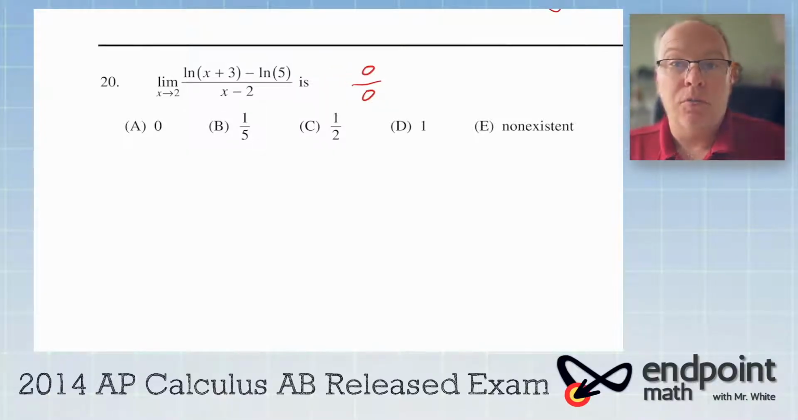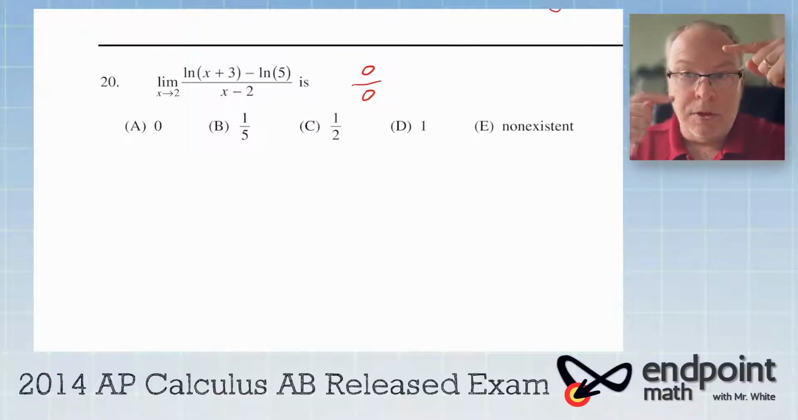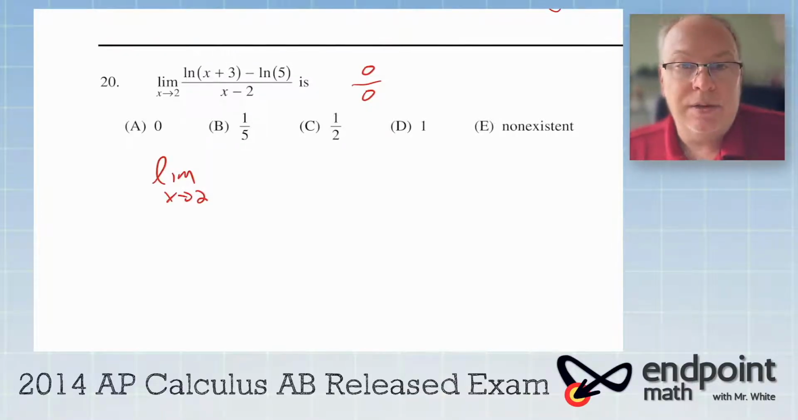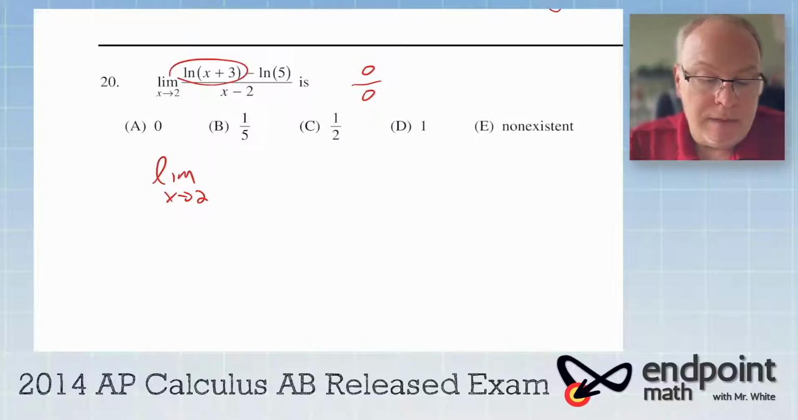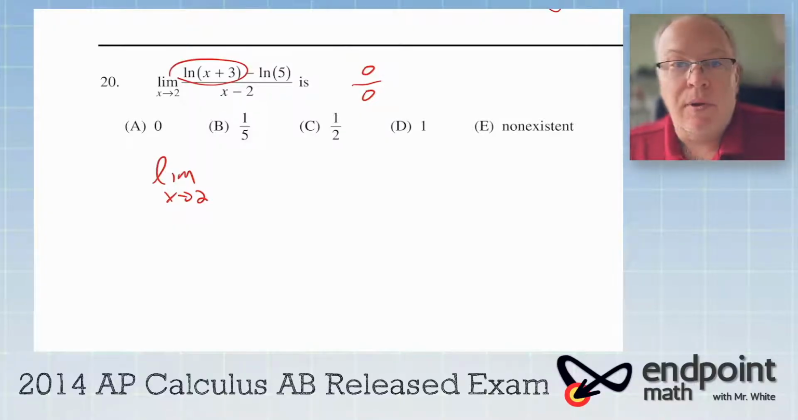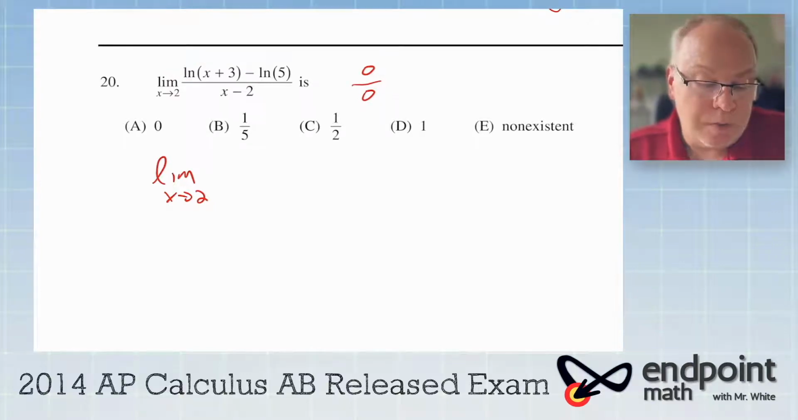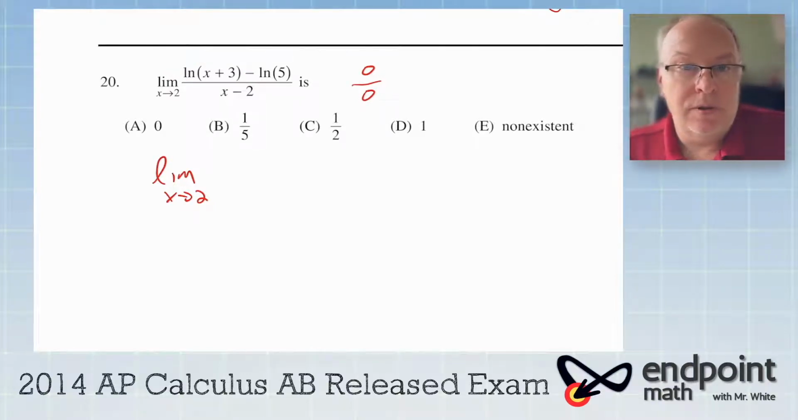So how do you deal with a situation when you have 0 over 0? That's L'Hopital's rule. L'Hopital's rule says that you can take the derivative of the top, the derivative of the bottom, and evaluate on the same limit. So here we go. What's the derivative of natural log of x plus 3? By the way, we're not doing the quotient rule. We're taking the derivative of the top and the bottom separately in L'Hopital's rule. Okay, so no quotient rule here.